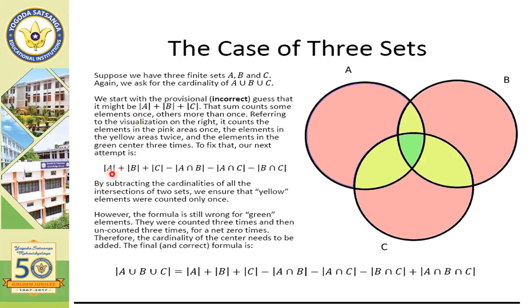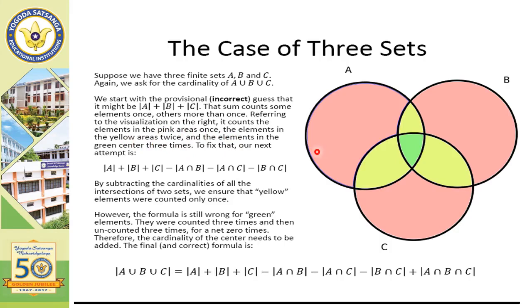If there are 3 sets, we add the number of elements in the 3 sets, that is cardinality of A, cardinality of B, and cardinality of C. The sum counts some elements once, others more than once. Referring to the visualization on the right, it counts the elements in the pink areas once, the elements in the yellow areas twice.